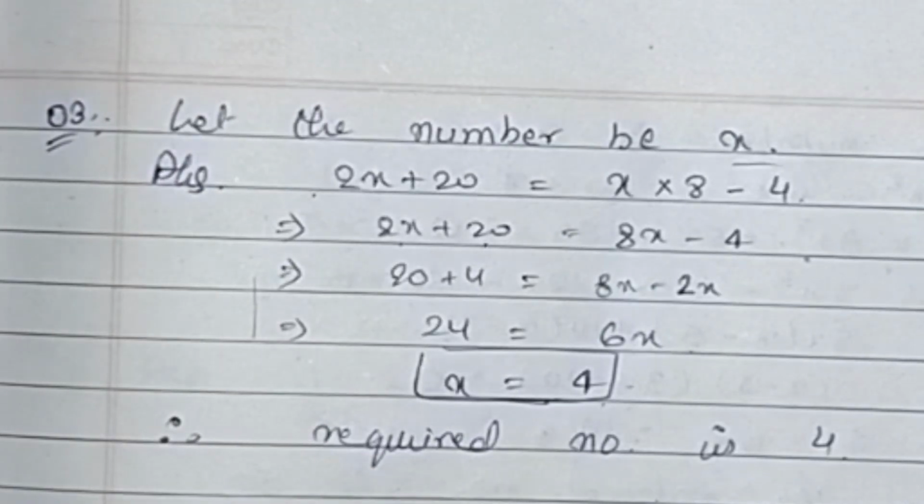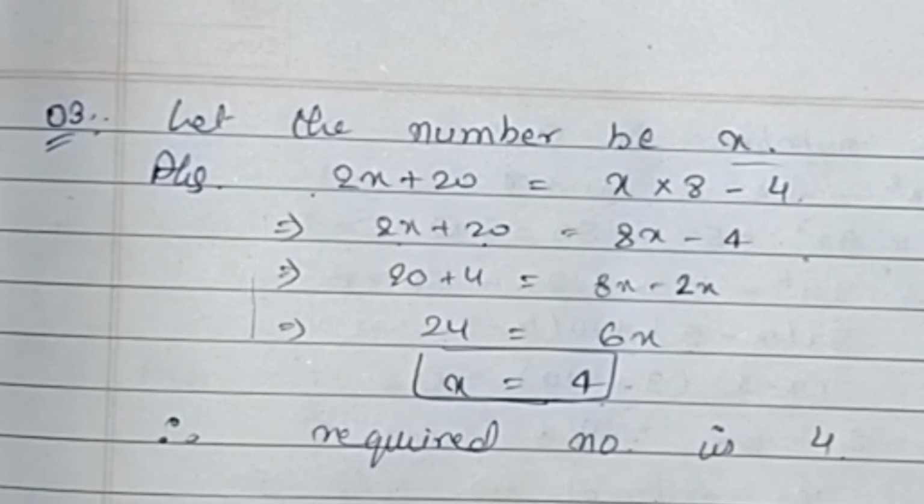So our required number is 4, and if we double the number 4 and add 20, we get the same result as if we multiply the number 4 by 8 and subtract 4 from that product. So our final answer is 4 for the third question.